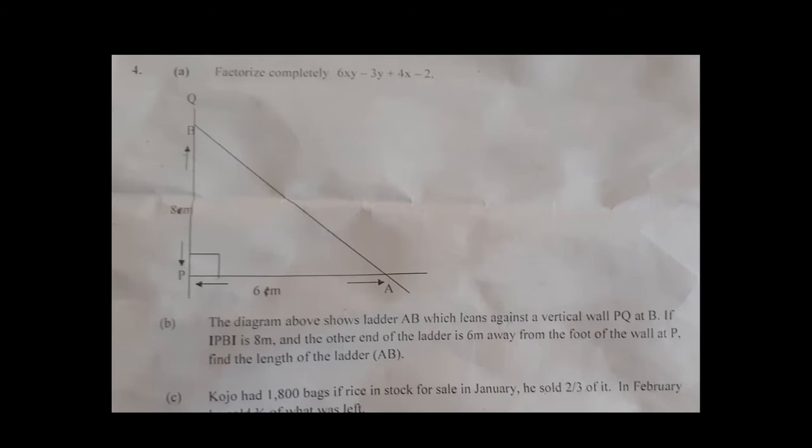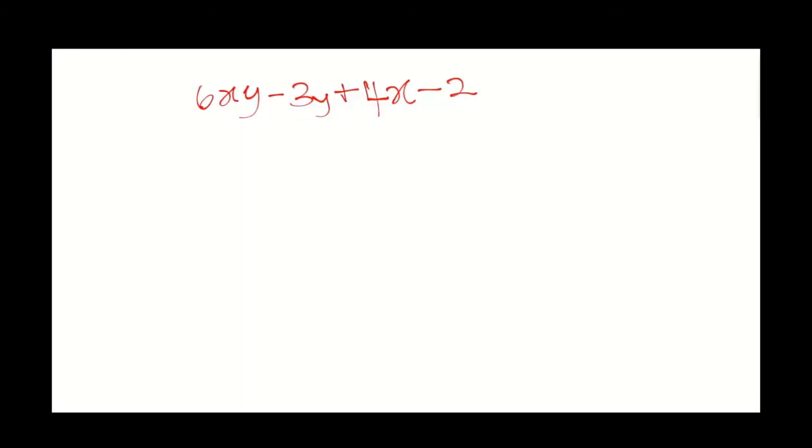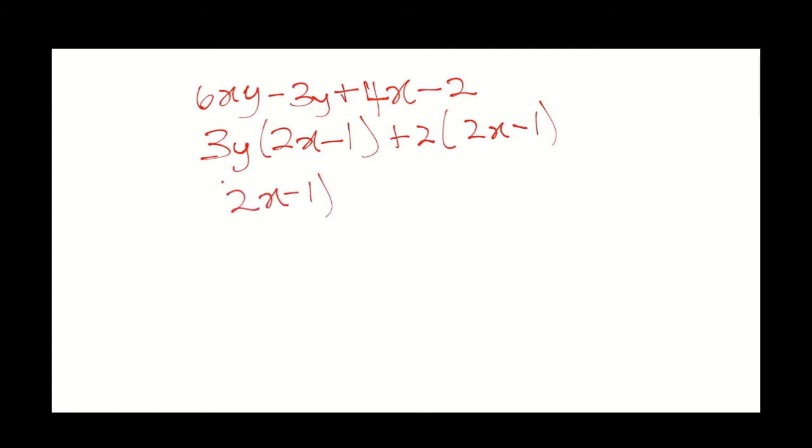Question 4. A. Factorize completely 6xy minus 3y plus 4x minus 2. So we go straight to the point and then we factorize 3y out into 2x minus 1. We do the same thing for the other side, plus 2 out into 2x minus 1. So we have 2x minus 1, 2x minus 1. Our next step, we pick one of them, 2x minus 1, and then 3y plus 2. And we are done.